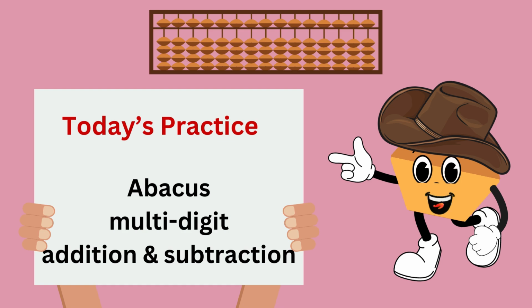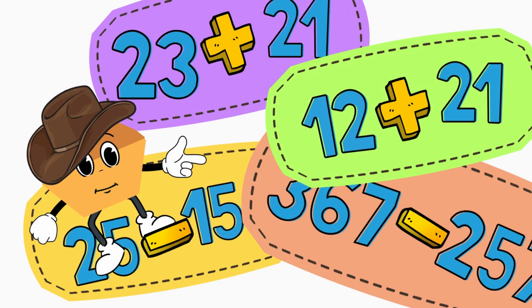Today, we will be working on addition and subtraction with multi-digit numbers that we learned in Lesson 6. Multi-digit numbers are those that have two or more digits like 23, 12, 367, and so on.